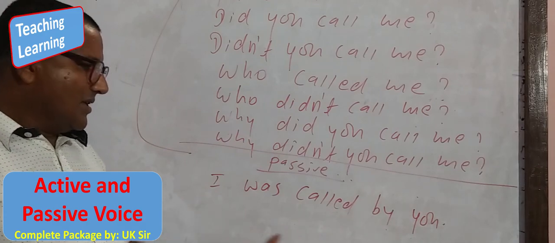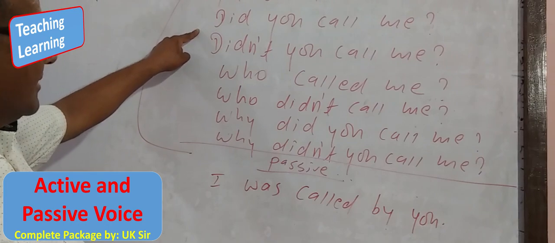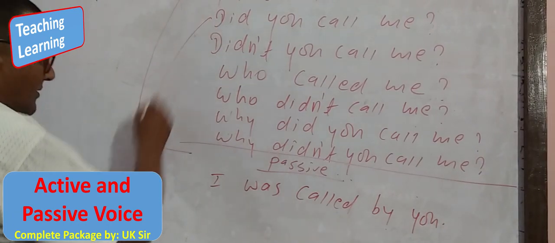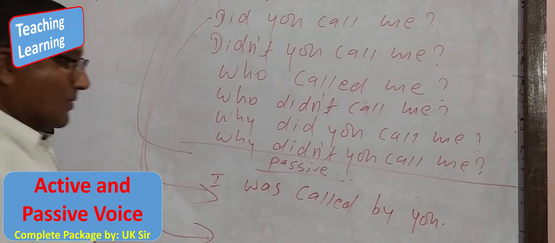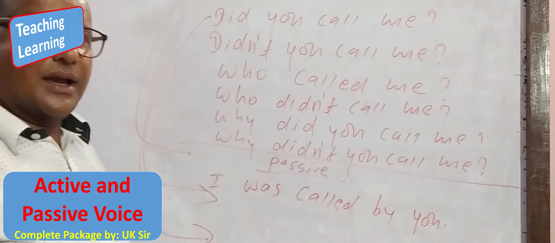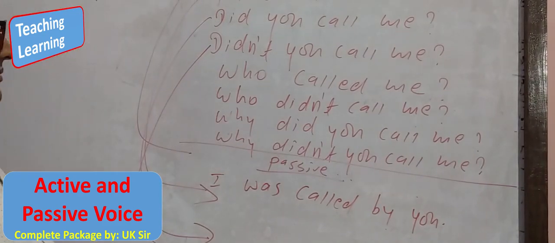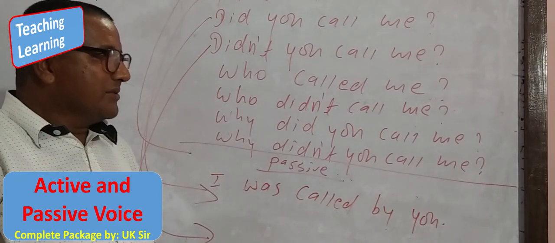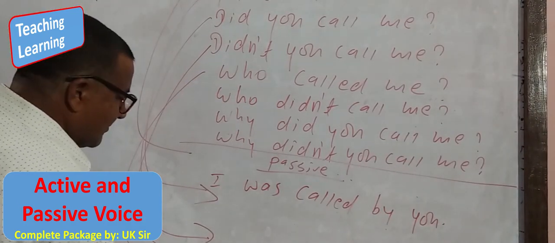I was not called by you. Good. And also, did you call me? Was I called by you? Okay. And then, didn't you call me? Wasn't I called by you? Okay. Who called me means who.